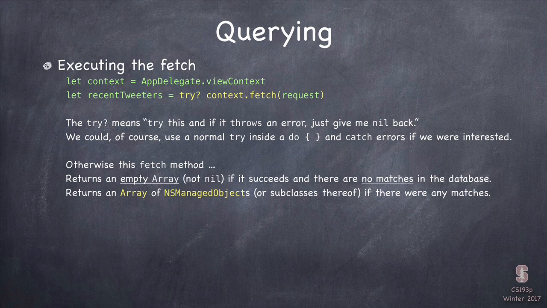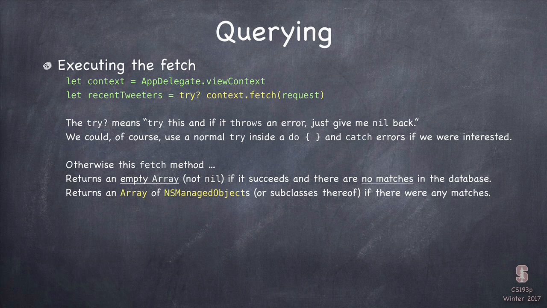Now, since I have a fetch request, how do I make it go? Give me those tweets. Give me those Twitter users. We do that with the very simple method in context. So we ask the context to do the fetch, and it will go out and return an array of all those things, sorted in the way the fetch request says to sort them. Simple as that. The only thing not so simple, it throws.